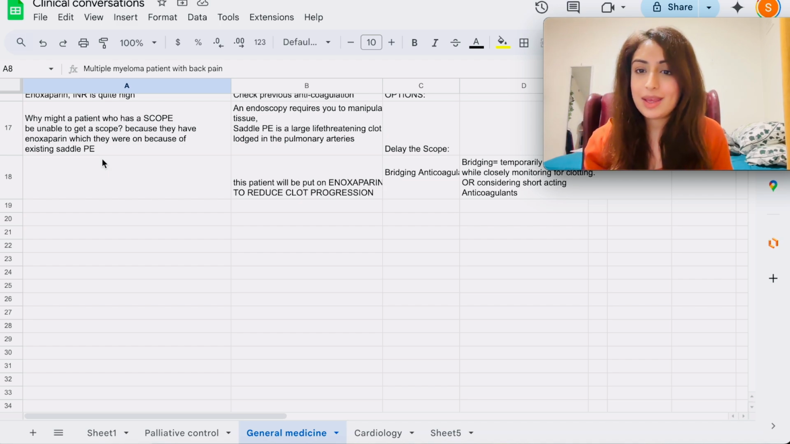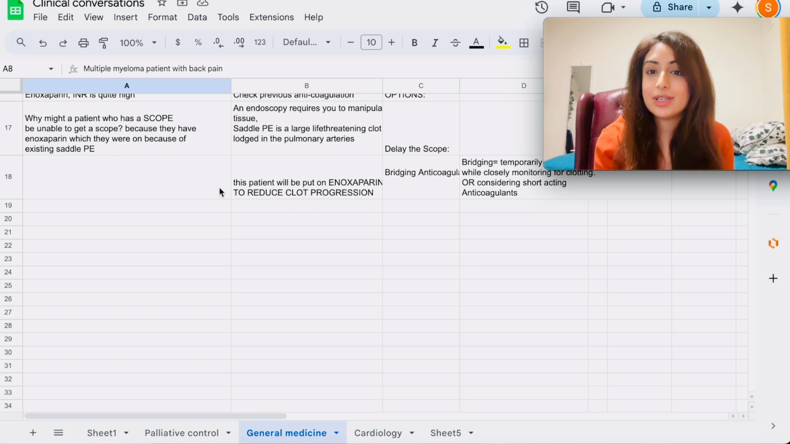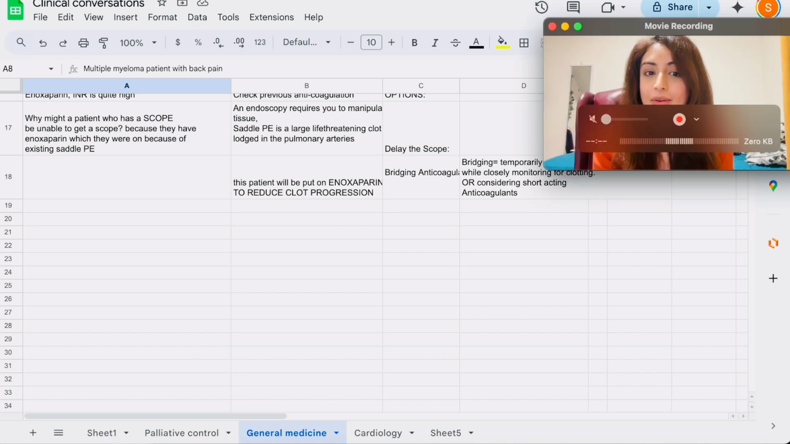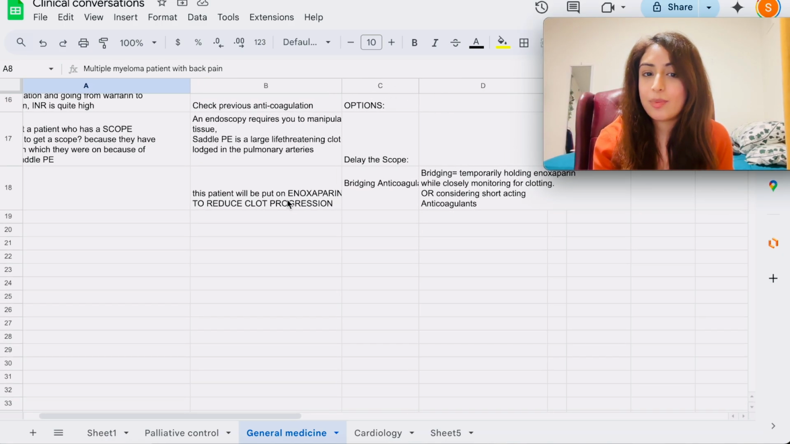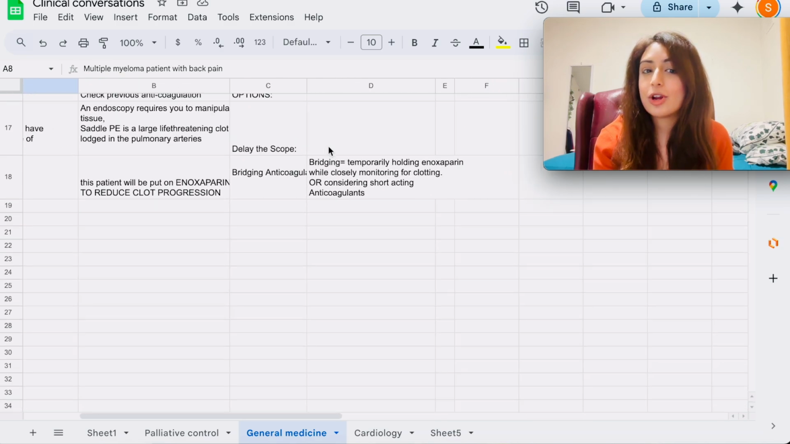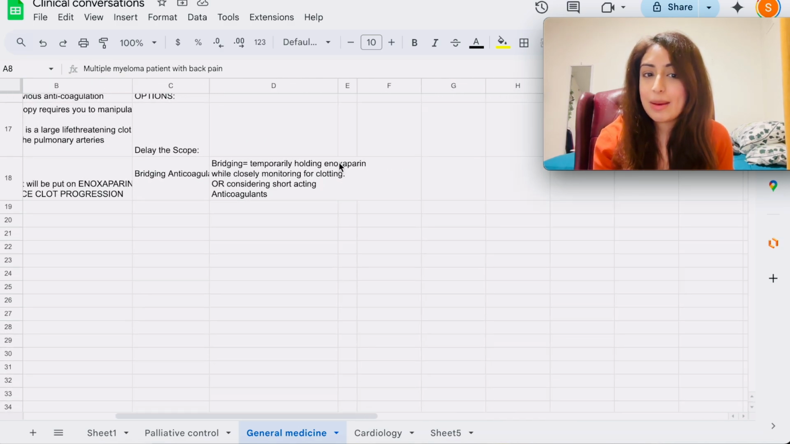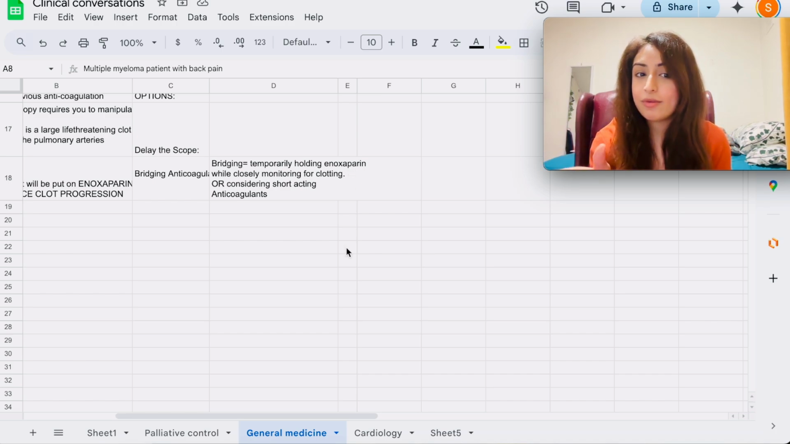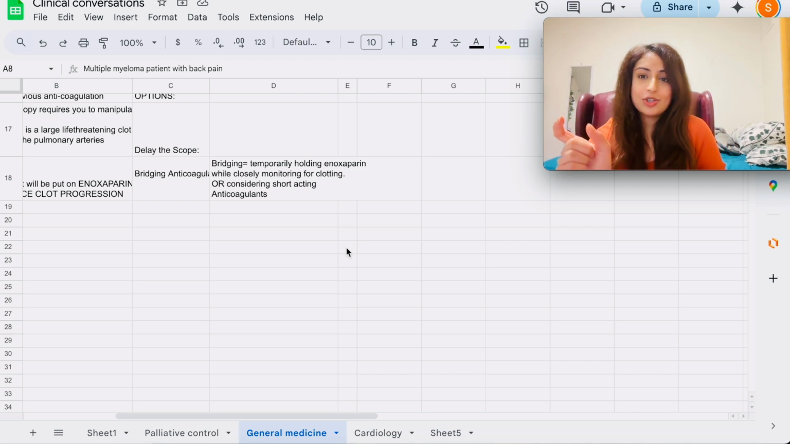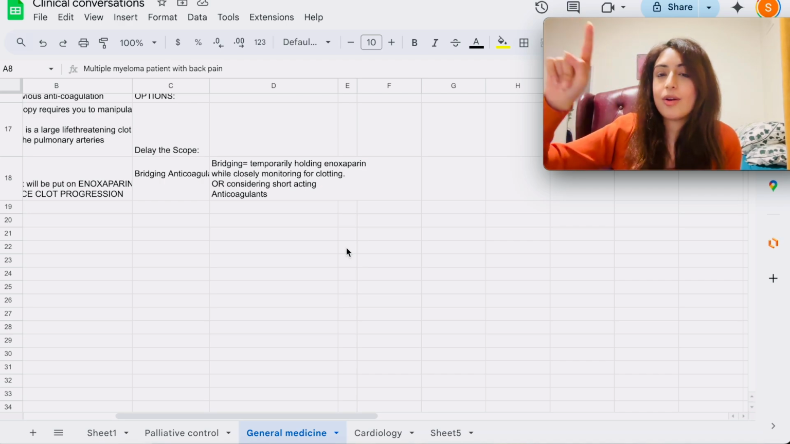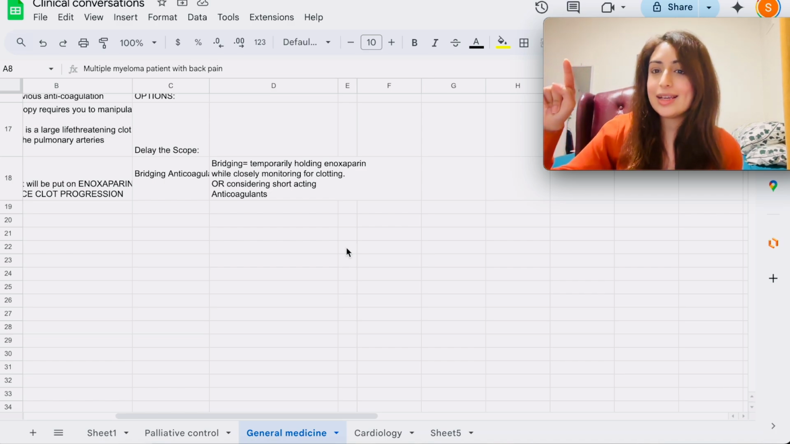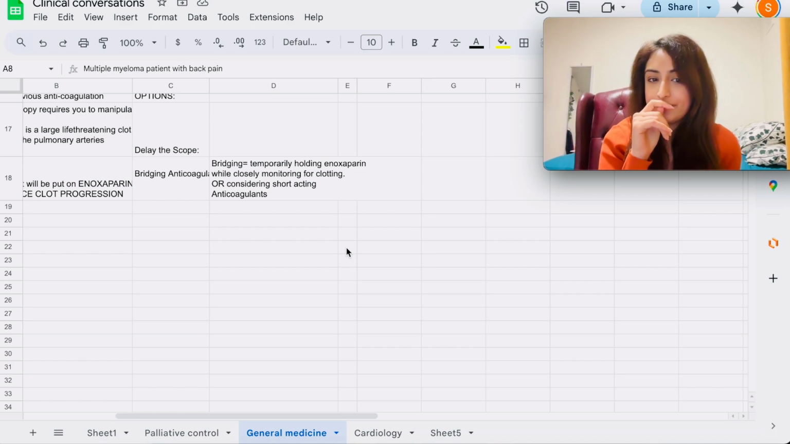If it's a saddle PE, it's quite a large pulmonary embolism. And if you've got a large pulmonary embolism, then you are putting the patient on enoxaparin because they're at high risk of deterioration. This patient is put on enoxaparin to reduce the clot progression. You delay the scope and you bridge the anticoagulation. Bridging means temporarily holding off enoxaparin while closely monitoring for their clotting profile. Their clotting profile is the test that you want to be checking. That's how you think about it in your head. That clotting profile, that clotting progression that I talked about on the staircase, as well as the bleeding profile.